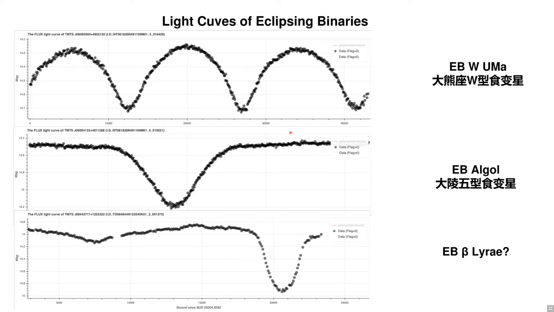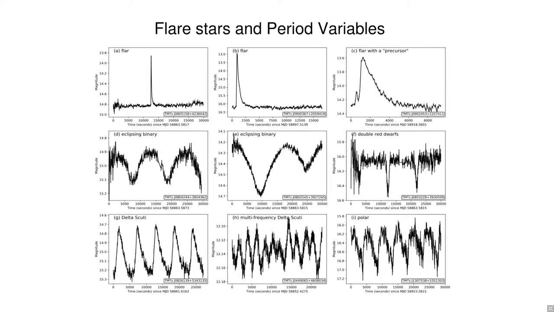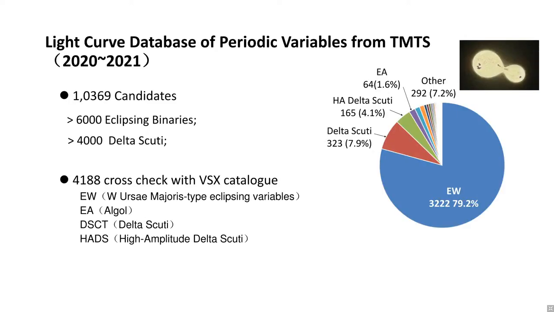This shows part of the light curves. For example, the contact binaries, you can see the light curve is very smooth and very well done. And most of the light curves can be used for astrophysical morphological analysis. This shows the light curves of some pulsating stars, and one AM CVn star. This shows the light curves of some flare stars and other periodic variables.